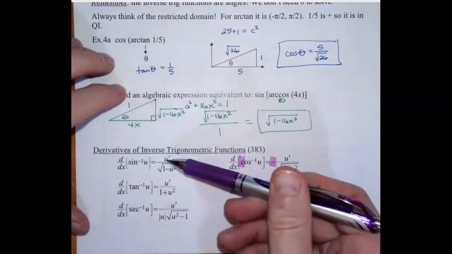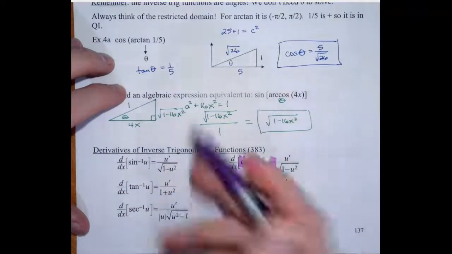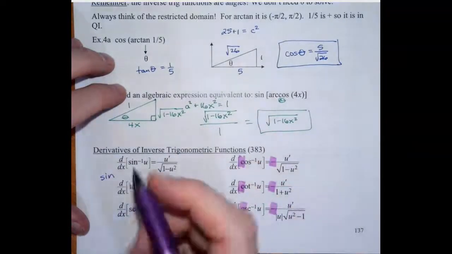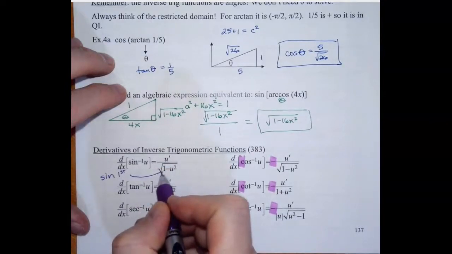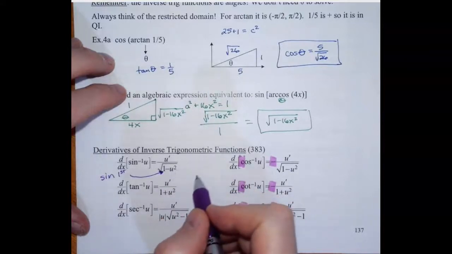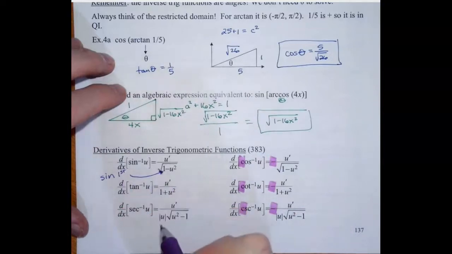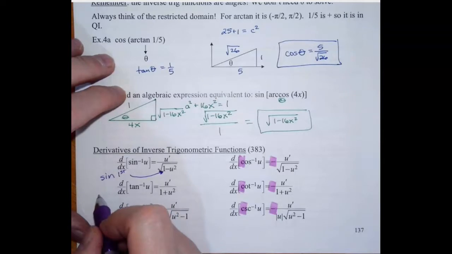So first of all, I see that I have u prime in all of them in the numerator, and here's how I do that. So sine, well, we normally do SOHCAHTOA, right? Sine comes first, and so I remember that sine comes first. So in the formula, I have u prime over the square root of 1 minus u squared, because sine comes first. So that's how I remember that. Tangent, I remember that that's no square root.